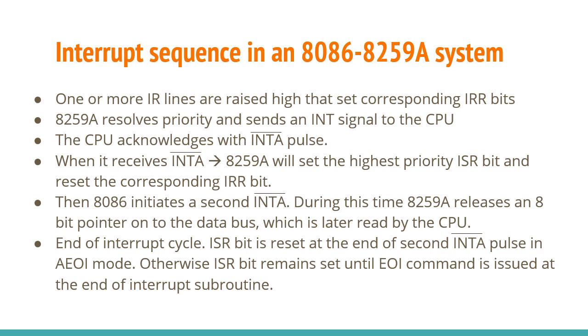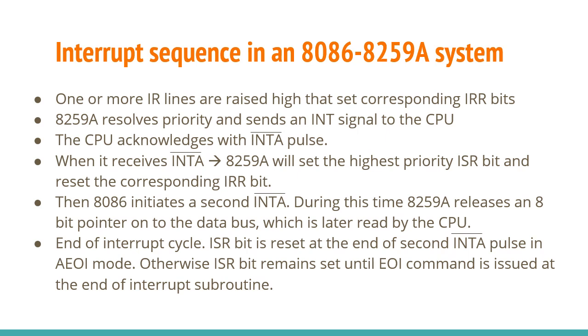Next, the 8086 will initiate a second INTA pulse. During this period, the 8259A also releases an 8-bit pointer onto the data bus, from where it is read by the CPU. This pointer is nothing but the type of the interrupt. Next, the interrupt cycle ends.